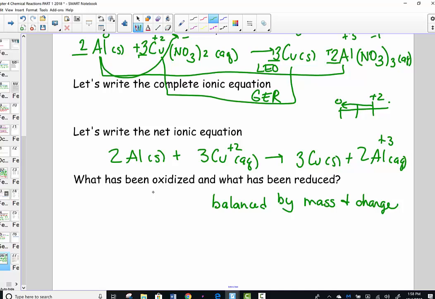When I asked you what's oxidized and what's reduced, what became more positive was oxidized. What became more negative was reduced. What is oxidized is called the reducing agent. What is reduced is called the oxidizing agent. Vocabulary practice.